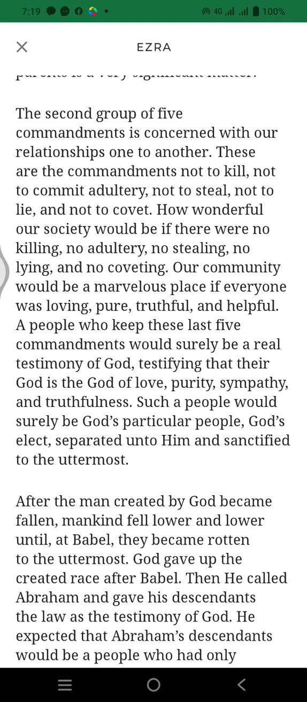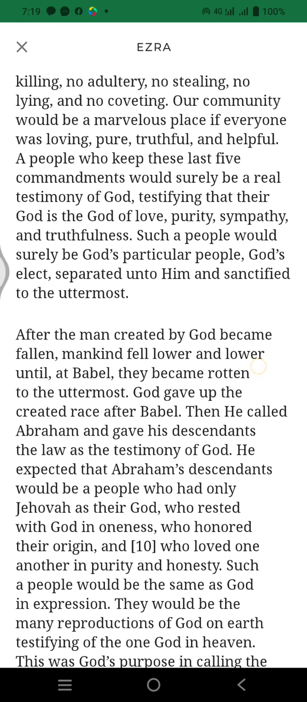A people who keep these last 5 commandments would surely be a real testimony of God, testifying that their God is a God of love, purity, sympathy, and truthfulness. Such a people would surely be God's particular people, God's elect, separated unto him and sanctified to the uttermost.